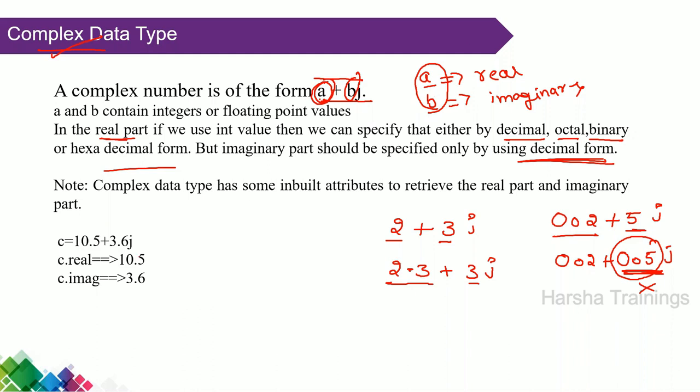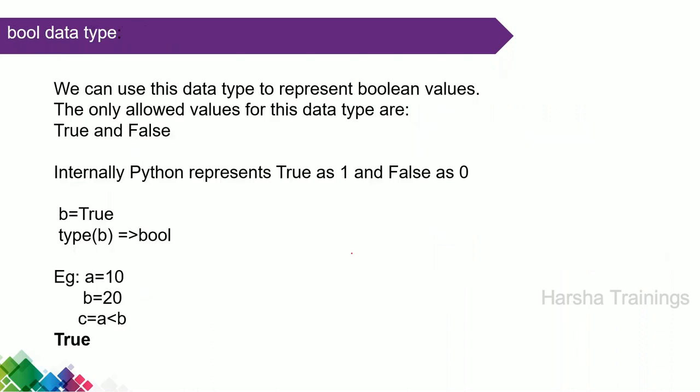So how to get the values? Suppose this is my example. C is equal to; if you write C dot real, automatically the value at the real part is displayed. C dot imag, the value at the imaginary part is displayed. No problem. I will execute each and everything after completion of this slide.